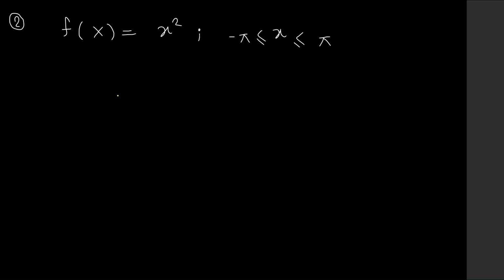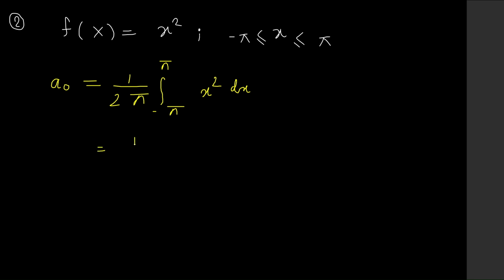It is an even function, so let us go through it. Now I think you have got the formula, so I will directly write the value of these coefficients. So a naught is 1 upon 2 pi, integration from minus pi to pi of f of x, which is x square, dx. So this is an even function.